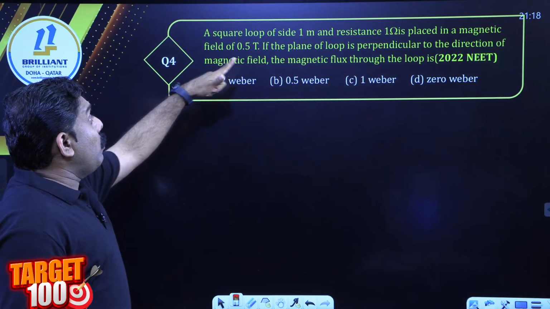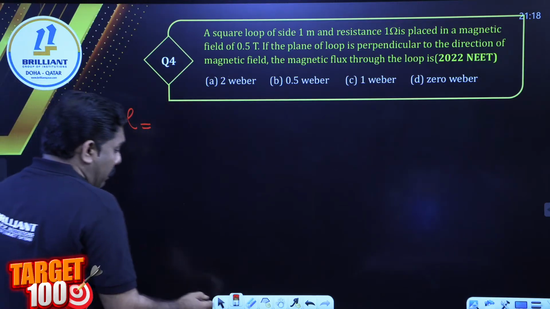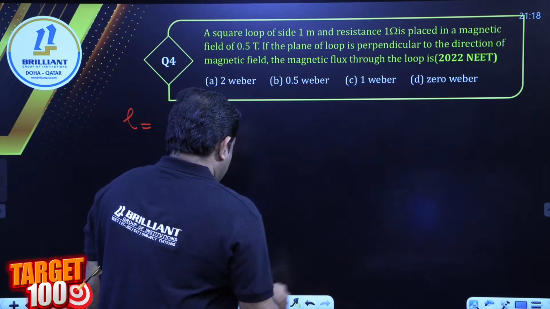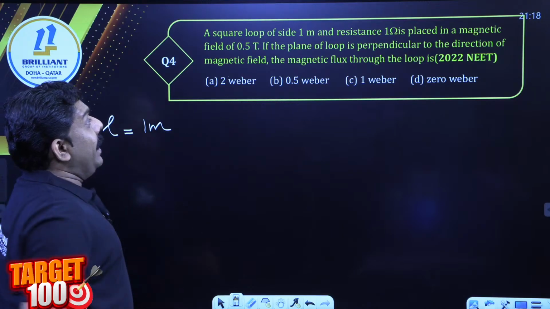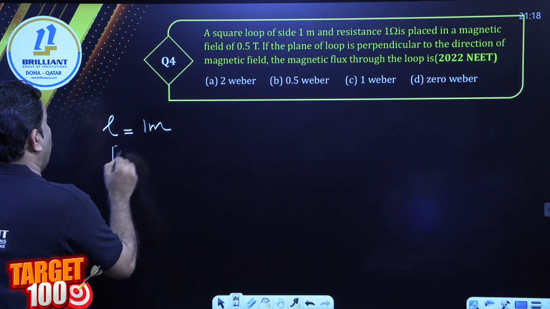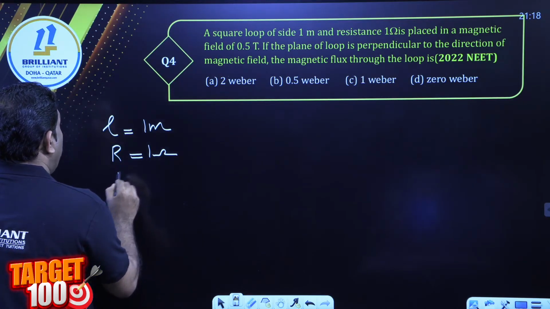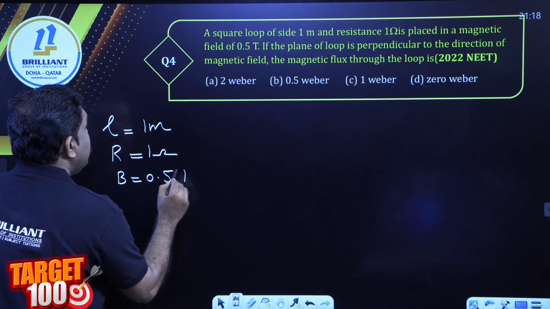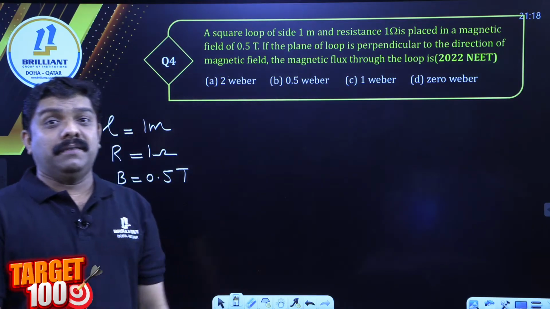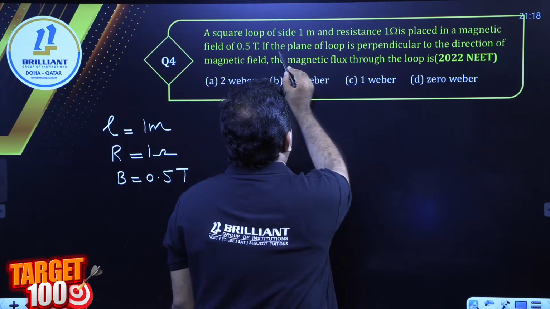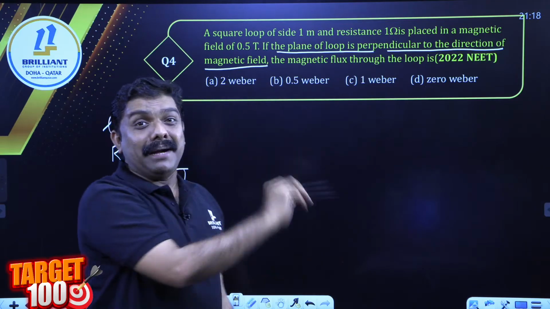So please see, a square loop of side 1 meter. So the length is given, that is 1 meter, and resistance R equal to 1 ohm, and magnetic field 0.5 Tesla. And one more, the plane of the loop is perpendicular to the direction of the field. So this point is very important. Plane of the loop is perpendicular to the direction of the magnetic field.